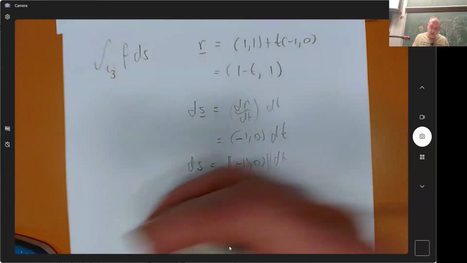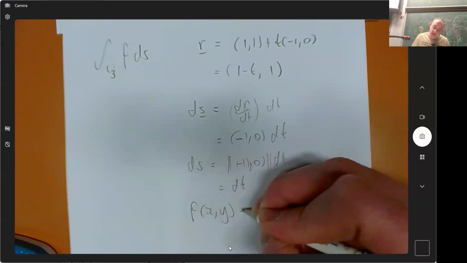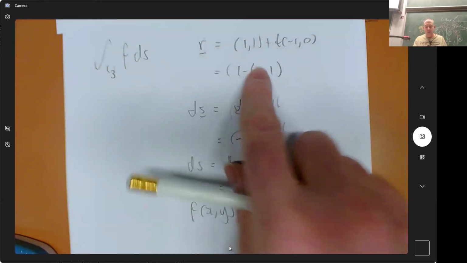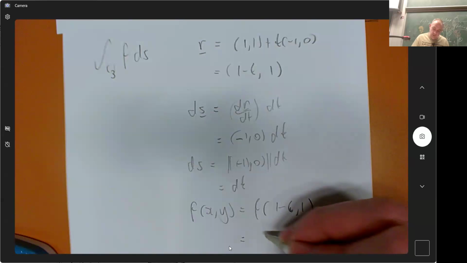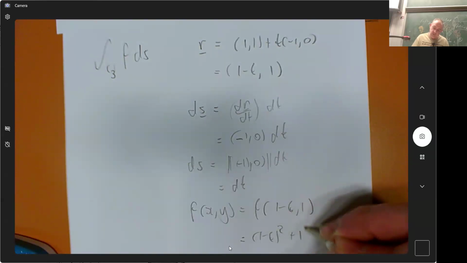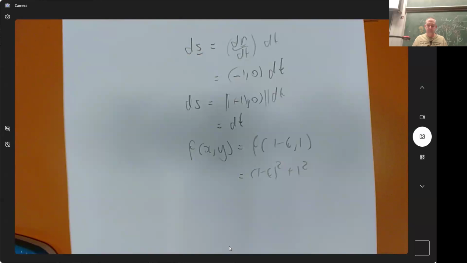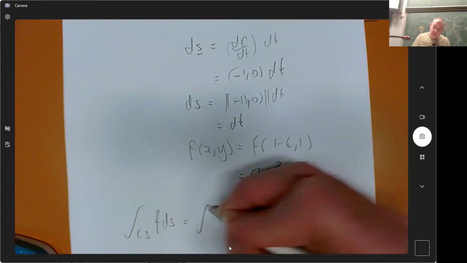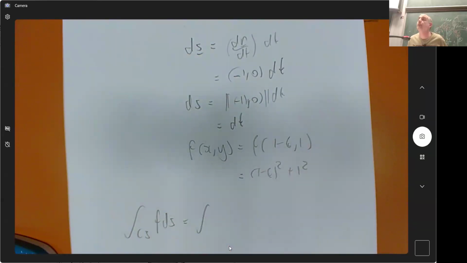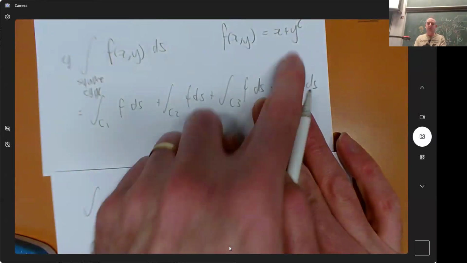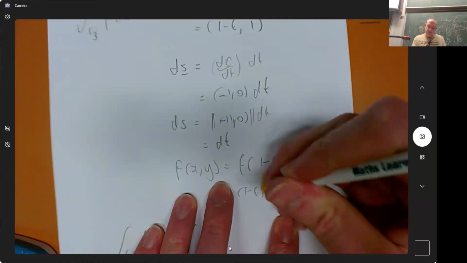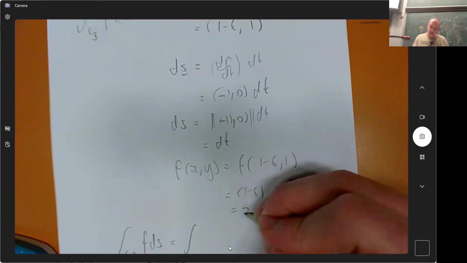And so therefore, f of x, y is f of (1 minus t, 1), because that's what the x, y coordinates are. And that is 1 minus t squared plus 1 squared. Oh, yeah, so I've done x squared plus y squared. So just x plus y squared. Okay, cool. And so that is 2 minus t.